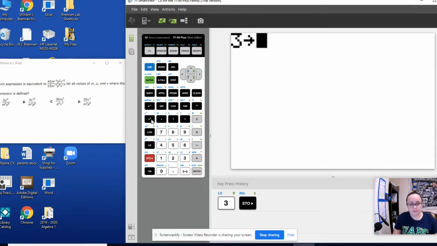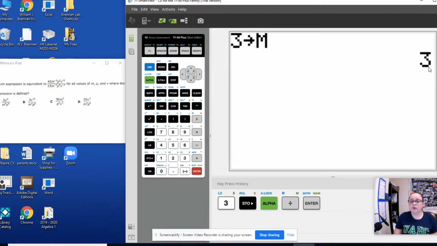And then we're going to press the alpha key. The alpha key is just letting us know that we're going to use everything in green, which are the letters. In this case, we're going to look for the letter M, which is above the division sign, M right there. Very good. And then we press enter. This is letting us know that the number 3 is stored in the letter M.